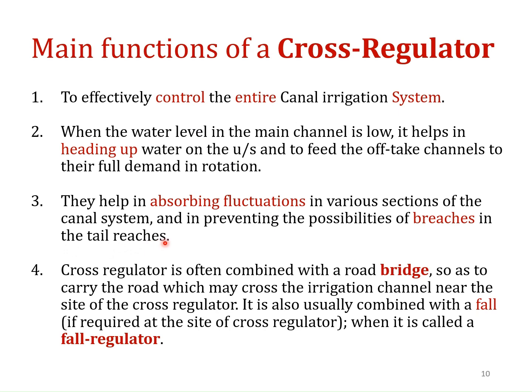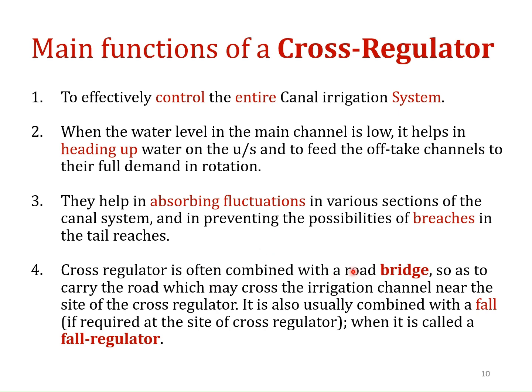In the tail reaches, for example, if there is a breach which has already happened downstream of the cross regulator, or there are chances of breaching, you see that the banks have become weak and the breach can happen. So in both scenarios, you immediately close the gates of the cross regulator, and that will prevent the breach downstream of the cross regulator. Okay, and absorbing fluctuation is similar to what we talked before, that if the water level is low somewhere in the parent channel, you close those gates for water to head.